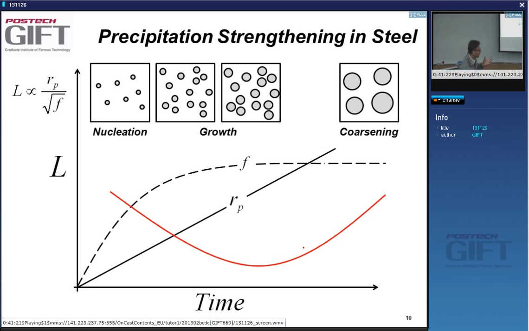And why is that so important for the mechanics? Well, because L is in the denominator. So when L is small, this will reach its highest value. So this spot here, where L is minimum, is very important, and it will correspond to the situation which we call peak aging. Peak aging is where you get the maximum strengthening. And again, it's a function of time, because the volume fraction and R_P are a function of time.